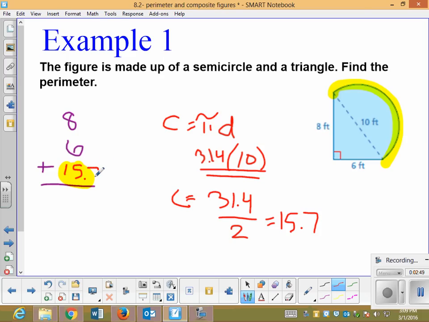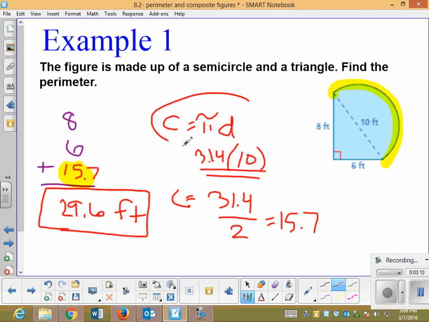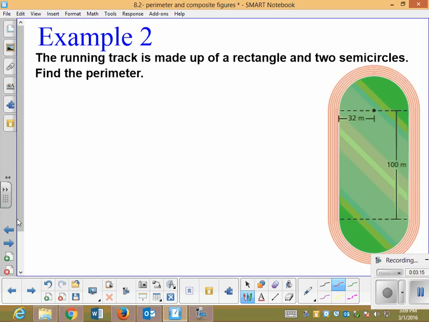Then what I can do is take the 3 totals that I have, the half circle, the 8, and the 6, and add them all up. Once you add it all up, you get 29.6 feet for the perimeter. Again, we're just looking for perimeter by adding all the sides. If there's no side, you have to solve for the outside of the circle, and you're going to use this formula. Okay?